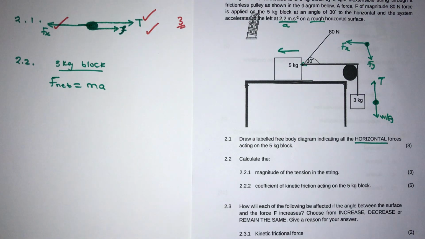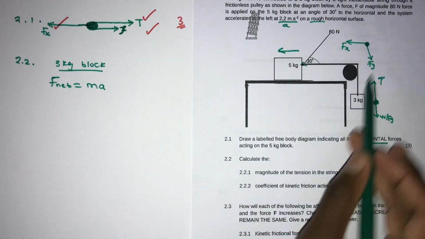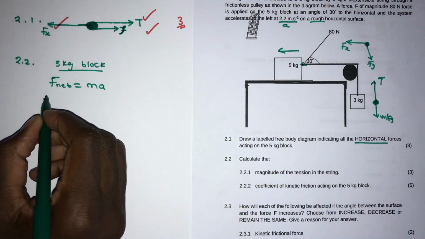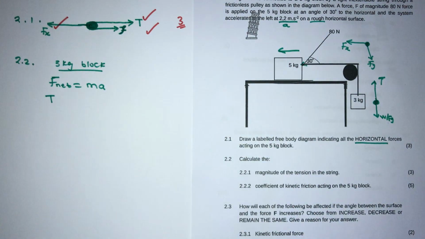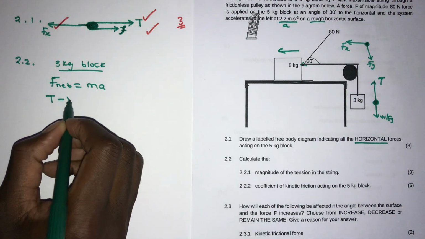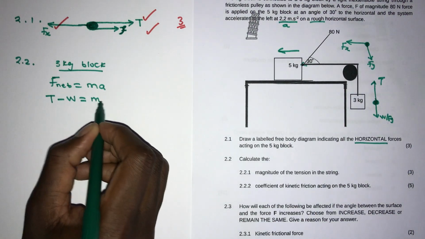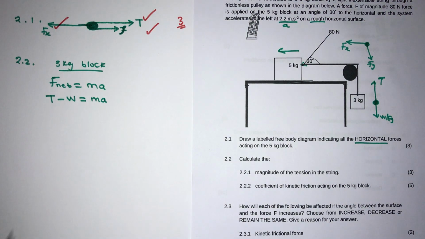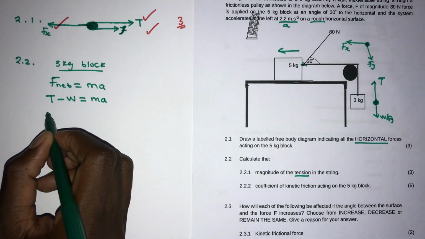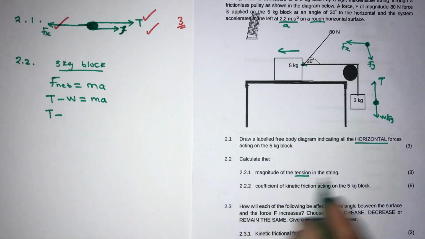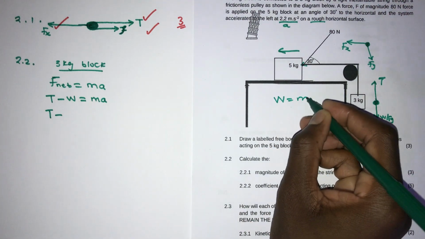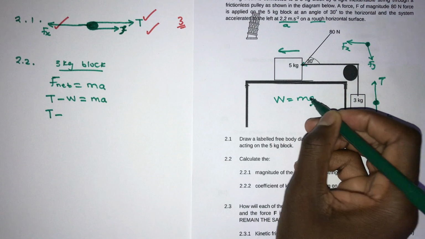Let's make sure we start here so that we can avoid misconceptions and misunderstanding of this stuff. So now what is our F net? Since we have two forces here, we have the tension, which is the one pulling the box up, minus weight, equals ma. Since the question said we must calculate the tension in the string, so T minus weight. Weight is mg. Then what is m?